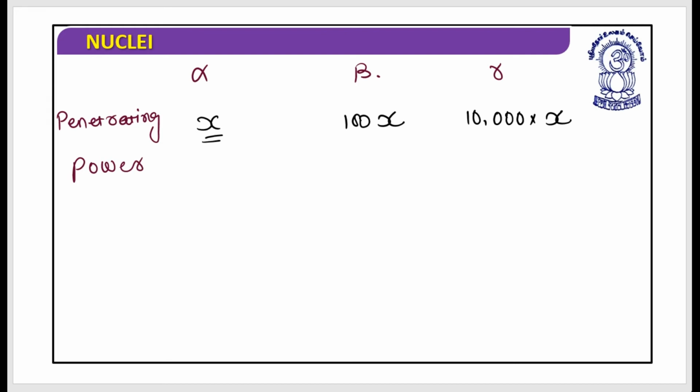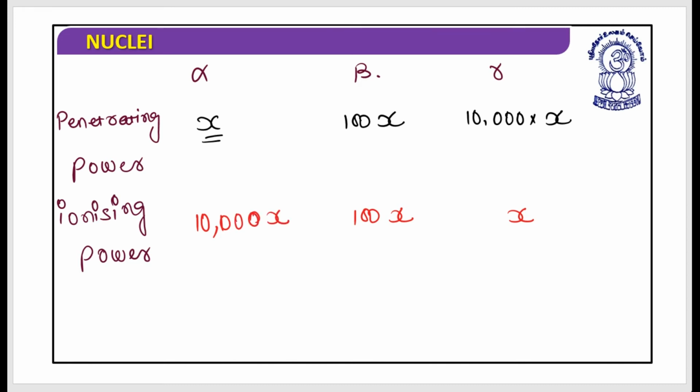Let's discuss their ionizing power. If alpha has an ionizing power of x, then beta has an ionizing power of 100x. Then the alpha has an ionizing power of 10,000x.